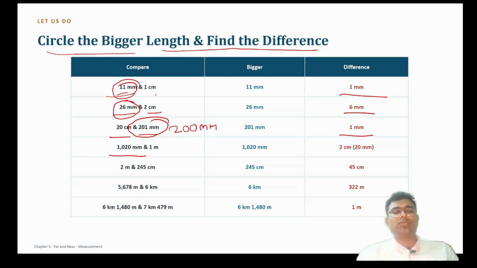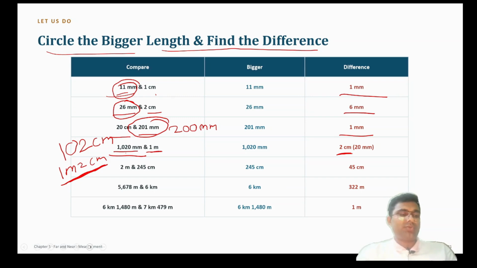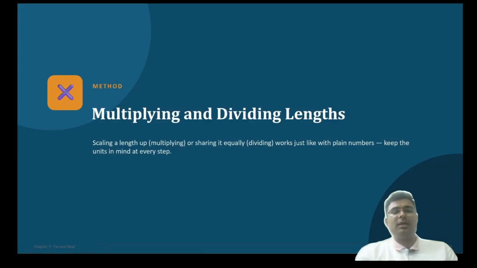So change this into meter. So first you will not directly change into meter. First you will change this into centimeter. It will become 102 centimeter, and 102 centimeter will become 1 meter and 2 centimeter, and this is 1 meter. So which one is bigger? Obviously this is bigger. And what is the difference? 2 centimeter is the difference. So you can do this easily. Multiplying and dividing lengths.